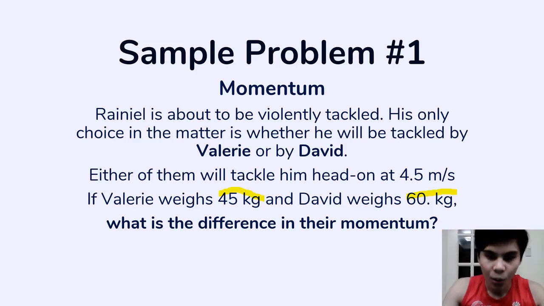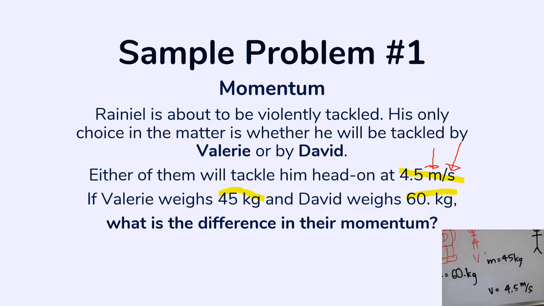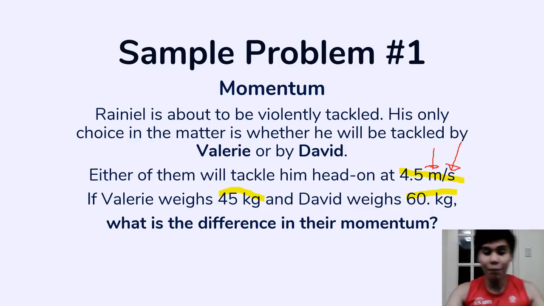And we also have here the number 4.5 meters per second. Again, when we say meter per second, we have meters, which is for distance, and we have time in the form of seconds. So distance over time is a unit for velocity. So we have our velocity, which is equal to 4.5 meters per second. All right, so this is our given for this sample problem.